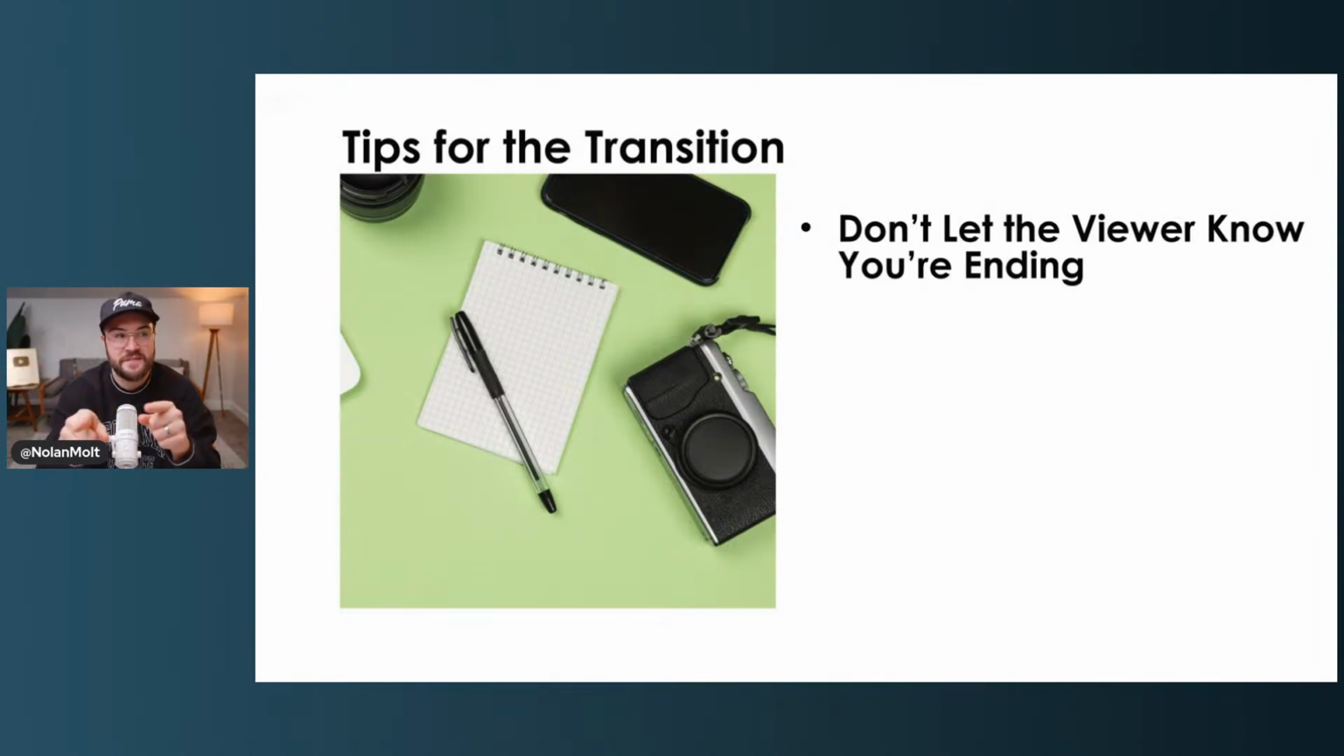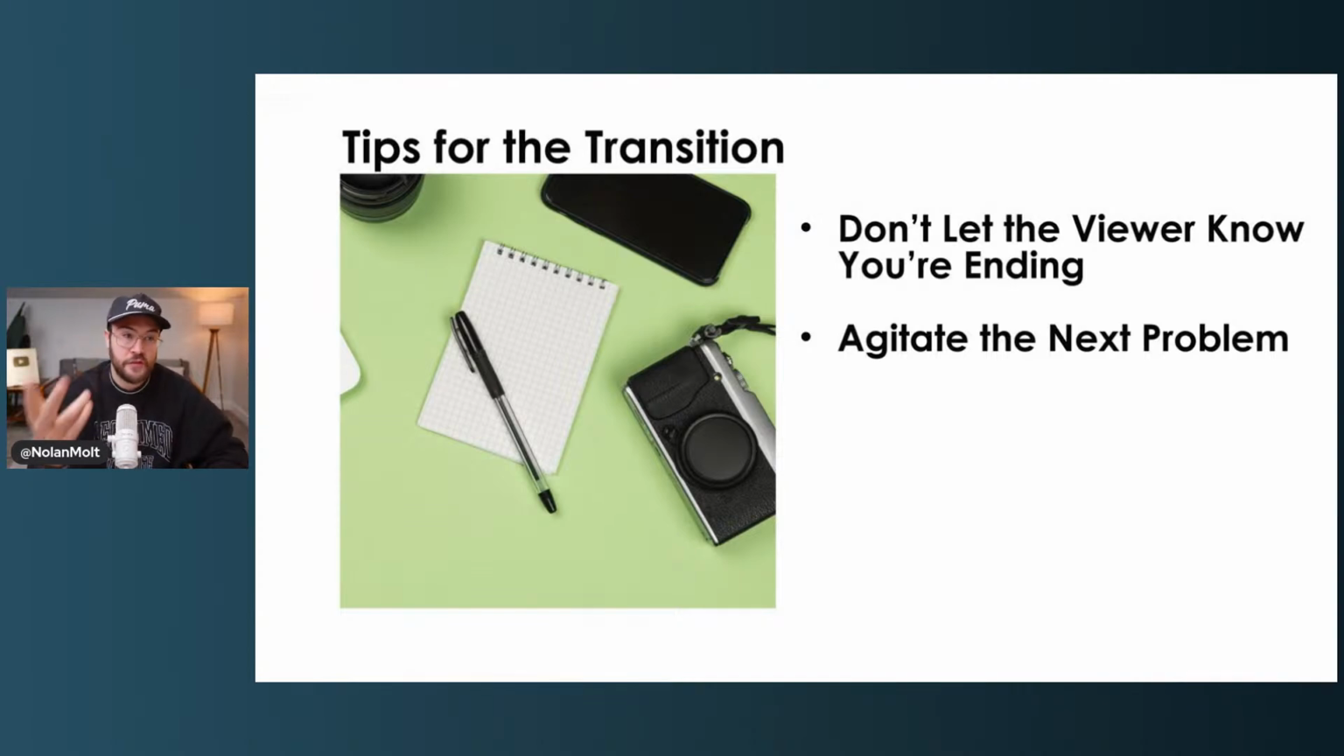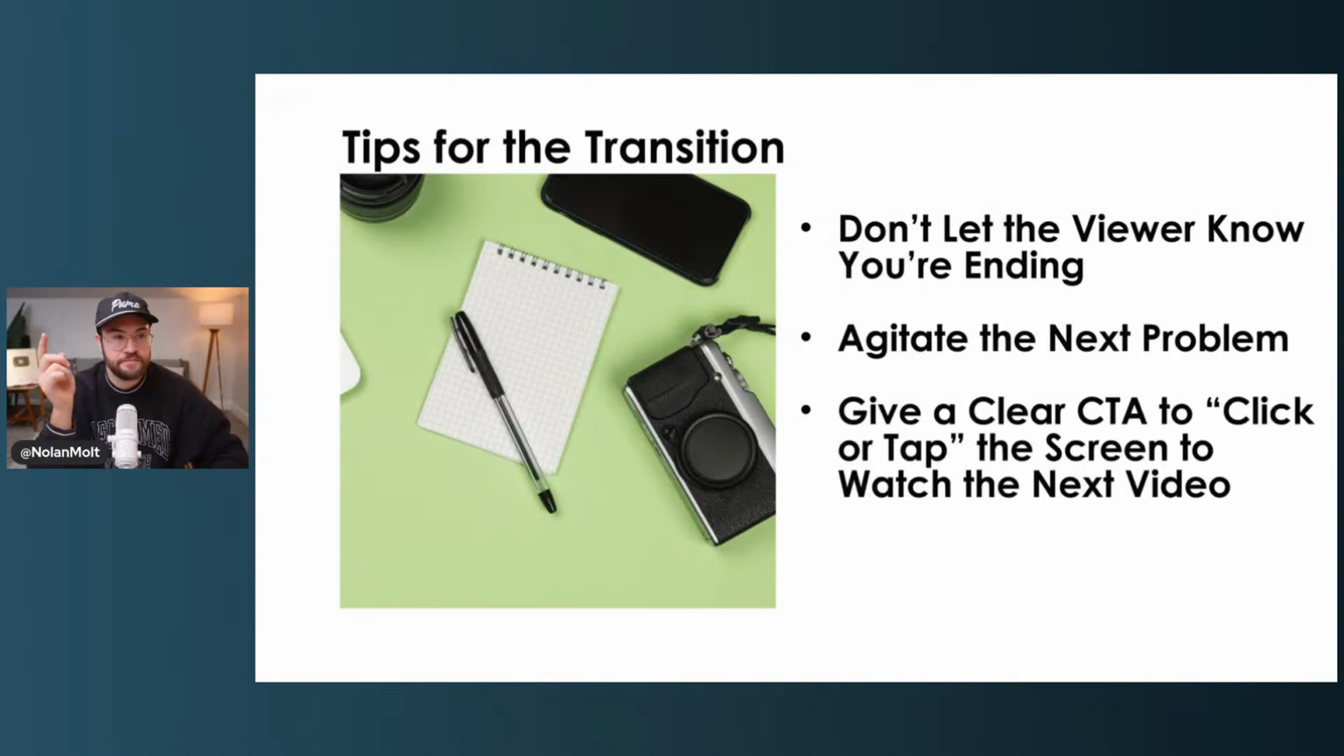So here's some tips on how to actually get them to click though. Don't let them know you're ending. Don't use words like, all right, as this comes to a close, people are gone. You want to not let the viewer know that you're ending. And another thing you can do is agitate the next problem. You might be like, hey, well, you figured out how to write a script for beginners, but now you're probably struggling with the dialogue because you got your structure in place. But click on this video. I'm going to show you how to write compelling dialogue that feels natural. Okay, then that's agitating a new problem. So your video is the solution to that problem.